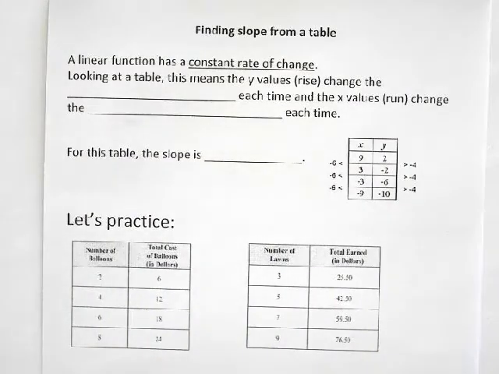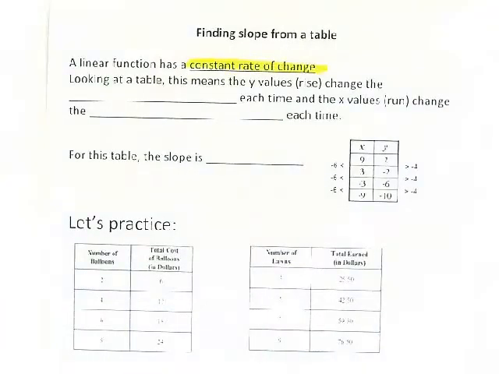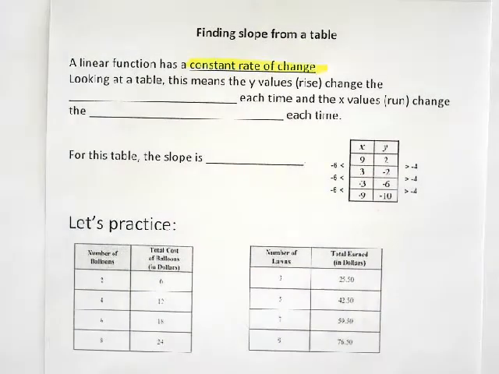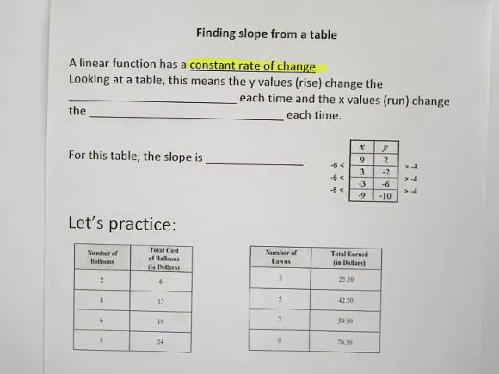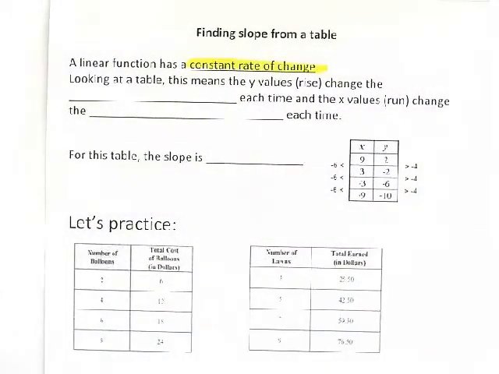A linear function has a constant rate of change. So if I'm looking at a graph, I know that if it has a constant rate of change, it is a straight line. But for a table, I have to see if it has the same rate of change between each value, because sometimes the table is not always linear. So we're going to be filling this out. It says a linear function has a constant rate of change.